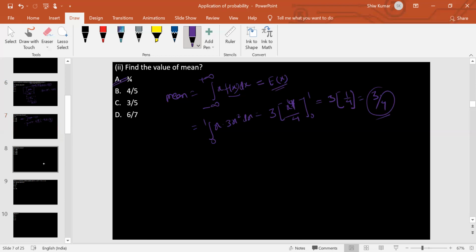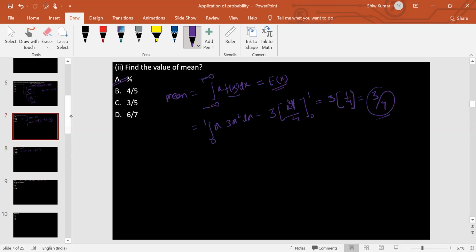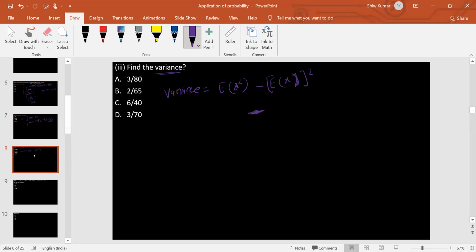That is also indicated by expectation of x. Similarly, this question also asks to find the variance. Since we know that the variance formula for a continuous random variable is expectation of x square minus the whole square of expectation of x. Just now we got that the mean is nothing but the expectation, which is 3 by 4. So substitute that value here, minus 3 by 4 whole square.